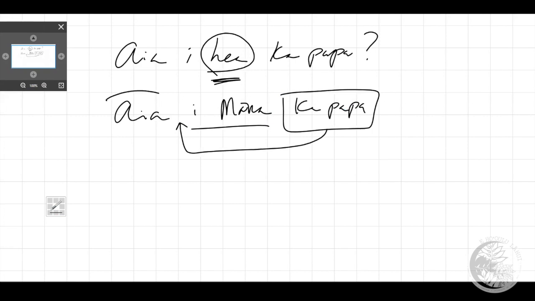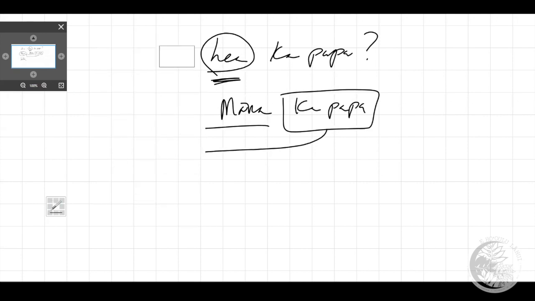Now, as we said, how do we negate this to say, in fact, that the class is not in manoa? Again, pretty simple. We just replace aya with the expression aole. Aole I manoa kapapa, or aole kapapa I manoa.